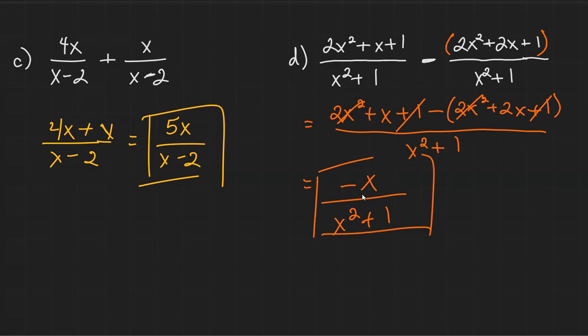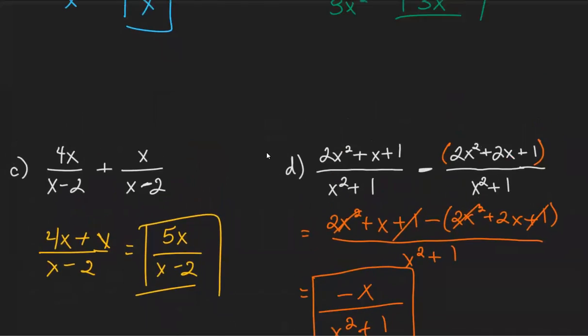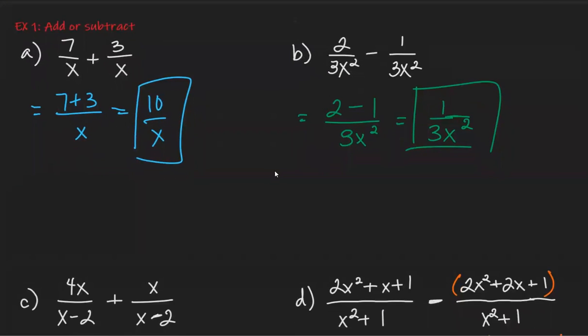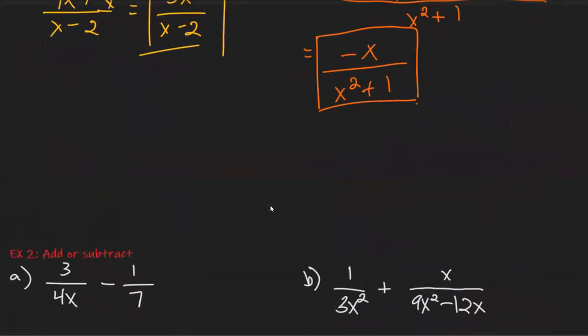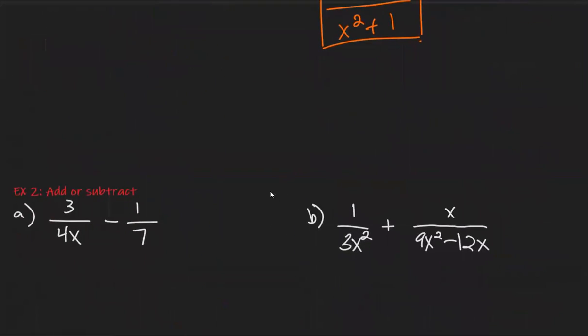I could simplify if that second term in my denominator, so that 1, had an x attached to it, but it doesn't, so I can't simplify any x's out. Okay, this is all good. This is my answer. All right, hopefully that's okay. This is an example with everything being the same denominator. Now let's dive into examples where our denominators are different.